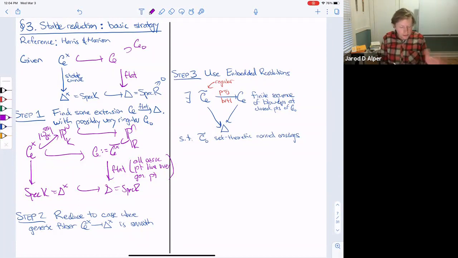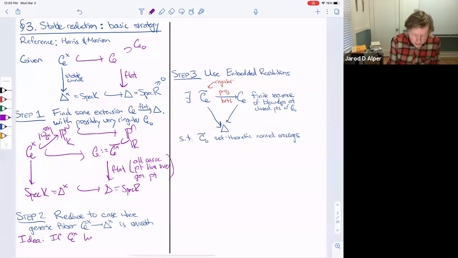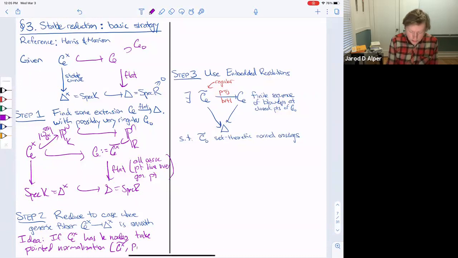And maybe the second step, well, I guess you could have done this first, is that we're going to reduce to the case where the generic fiber is smooth. And this is very similar to the examples that I just outlined, where the idea in step 2 is, if the central fiber has k nodes, just take the pointed normalization C star tilde, and since there's k nodes, there's going to be 2k pre-images, and then you perform stable reduction.